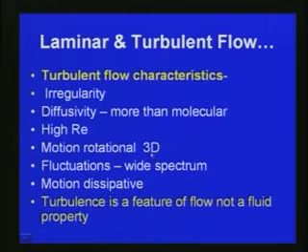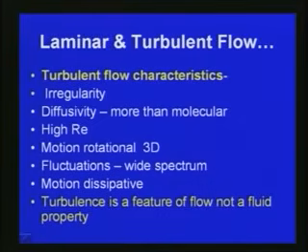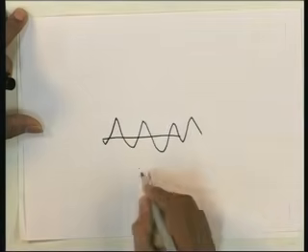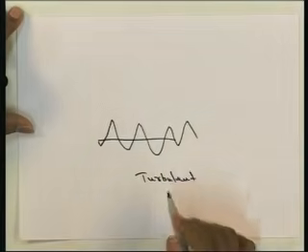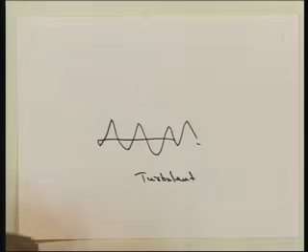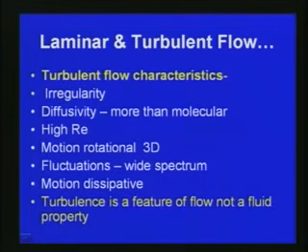So as far as turbulent flow is concerned, motion can be rotational and 3-dimensional, and the fluctuations can be of wide spectrum. If the flow is laminar here, but whenever the flow becomes turbulent, the fluctuations that take place will be of wide spectrum. Another important flow characteristic of turbulent flow is that the motion is dissipative. So various energies like heat energy will be dissipated with respect to the turbulent flow.